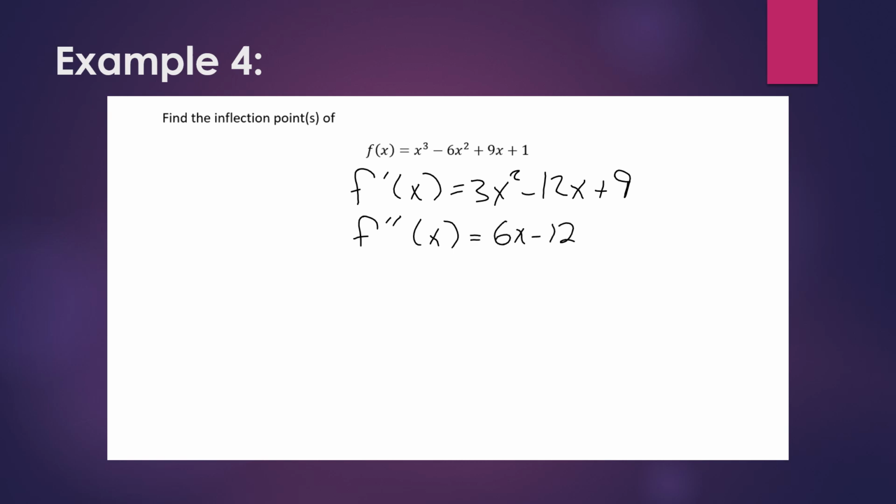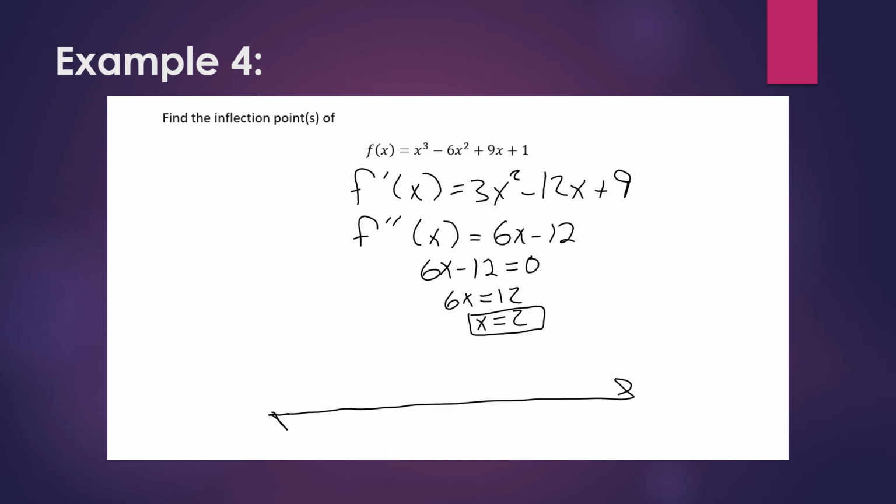So let's find some critical values. So 6x minus 12 equals 0. 6x equals 12, so x equals 2. So we have a critical value at 2. So if we have an inflection point, it's going to happen at x equals 2. And this is a number line for f double prime of x. So I just need to plug in a value less than 2 and see what happens, and a value greater than 2. And we're looking at f double prime, so that's the 6x minus 12.